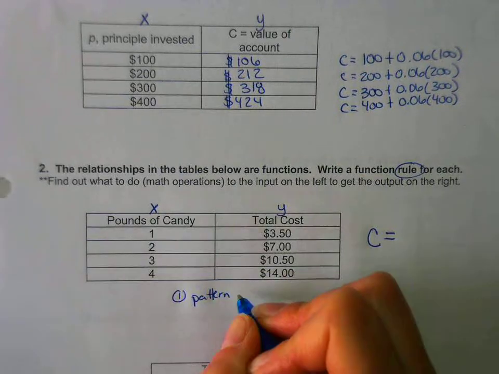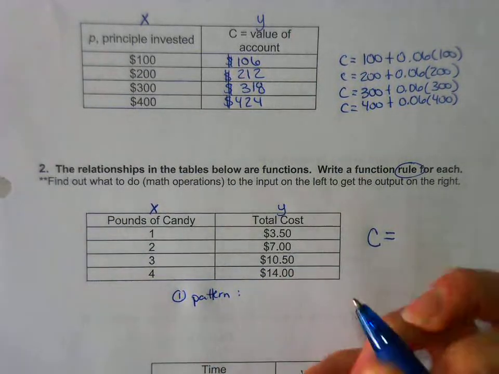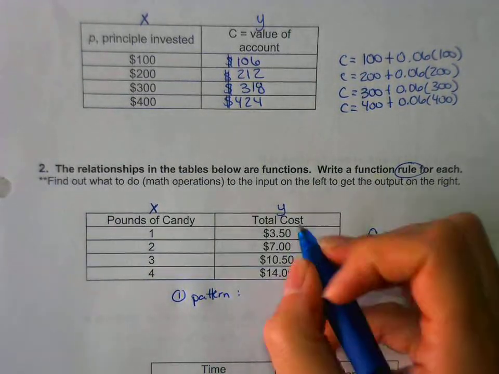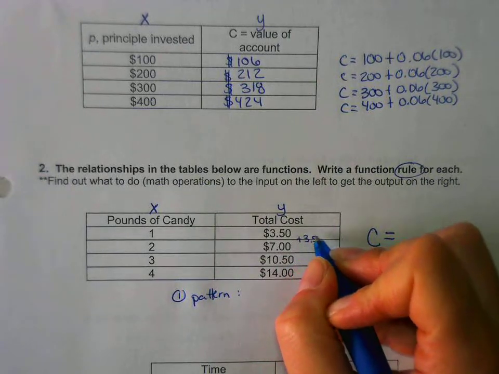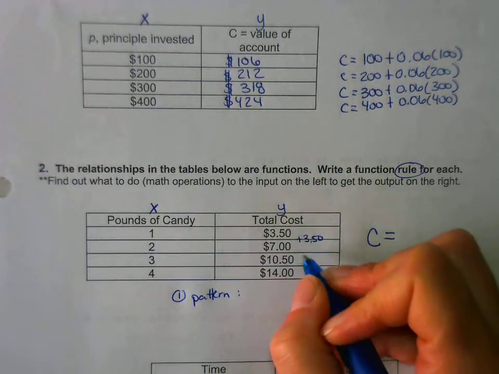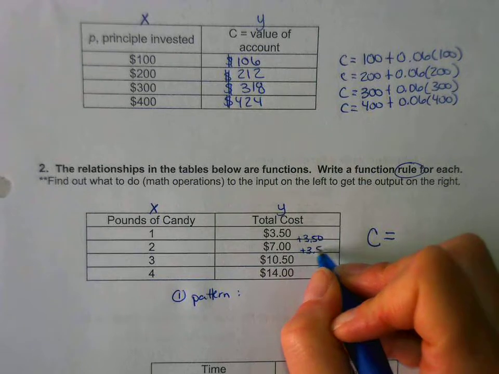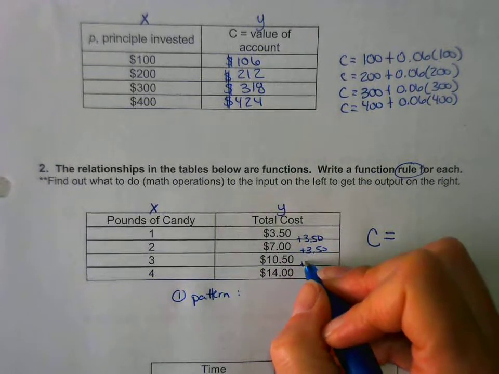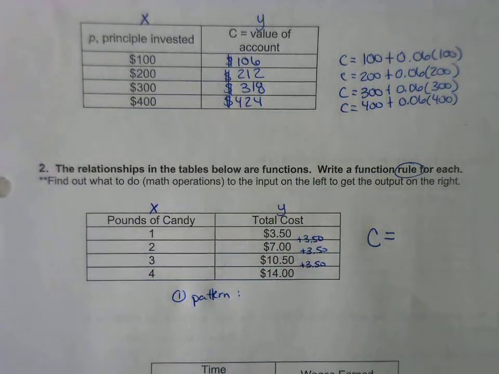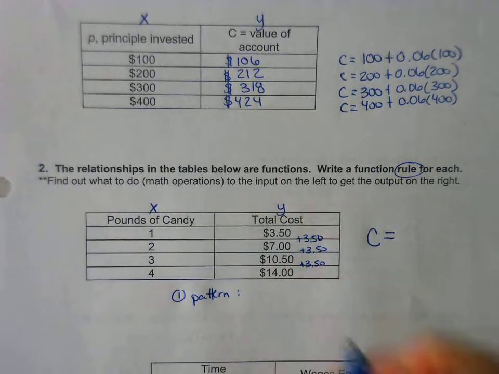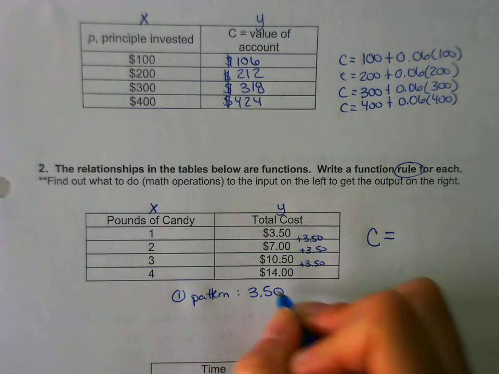So in order to identify this, we first need to find a pattern. So that's our step 1. So in this case, our pattern, if I'm starting at $3.50 and I'm going to 7, I'm adding $3.50. If I add $3.50 to $7, I get $10.50. If I add $3.50 again, I end up with $14. So my pattern is $3.50.